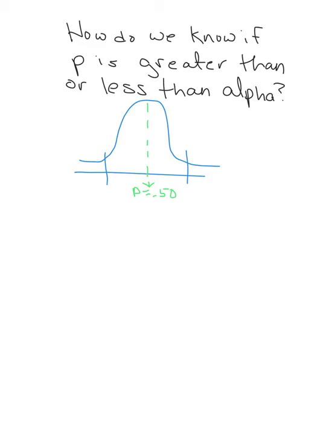So I'm going to talk about how we know if P is greater than or less than alpha. If you look at these specific areas where I have the lines, these are our cutoffs. This is known as our critical region, these green areas. Anything that falls out in those areas is significant. If you'll notice here, I have written P equals 0.50.